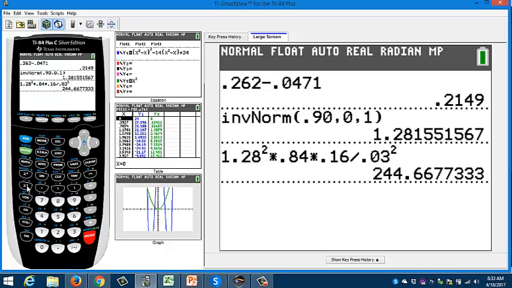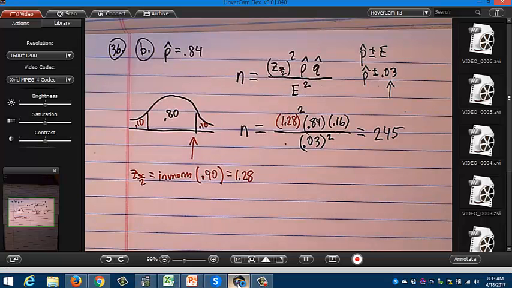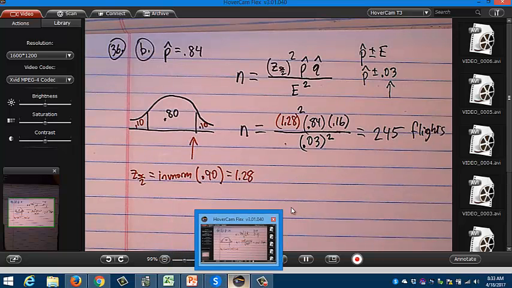Oh my gosh. 245 flights, right? You want to survey more than needed, if anything. Maybe 250, right? But 245 would be enough if you want to be that accurate. You guys follow? Yeah, I just didn't plug mine in right on the calculator. So I'll take a look at that in a second.